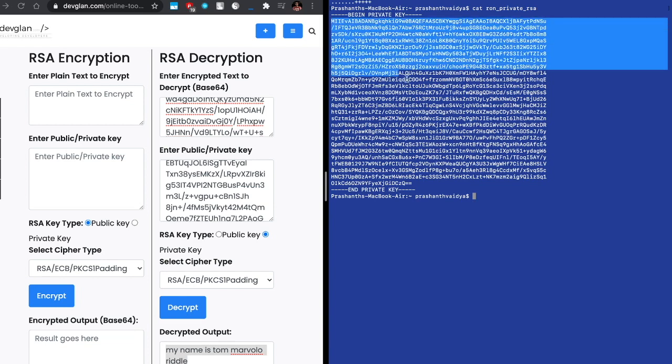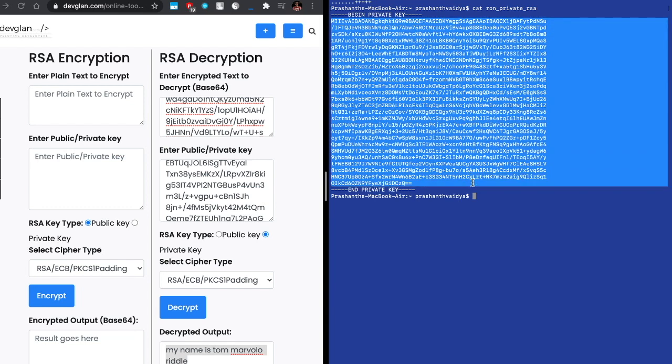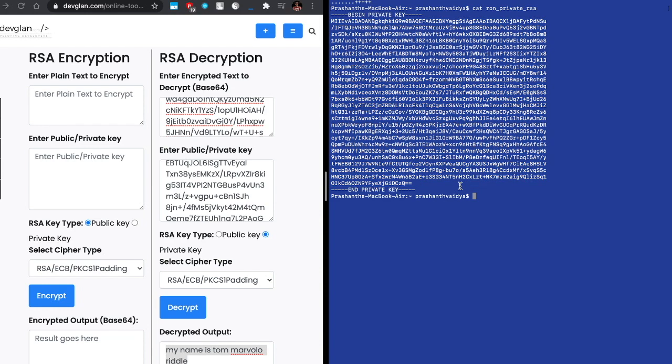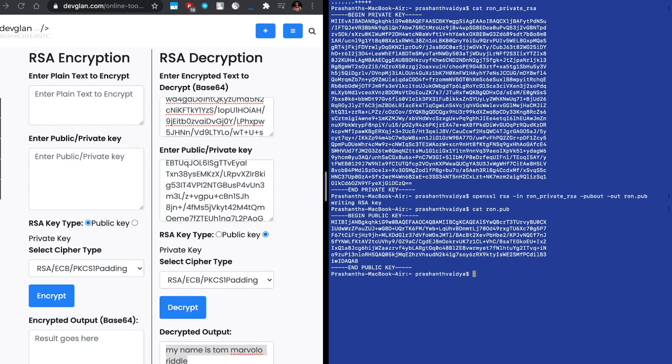So this is my private key in base64 encoded format. This is something I basically keep at my end very securely and safely, and I can generate a public key using this private key, since they both work hand in hand, like I told you, one undoes the effect of the other. So the command to generate the public key from the private key is this, and I'm storing it in a file called ron.pub. Let me try printing ron.pub, and this is my public key.